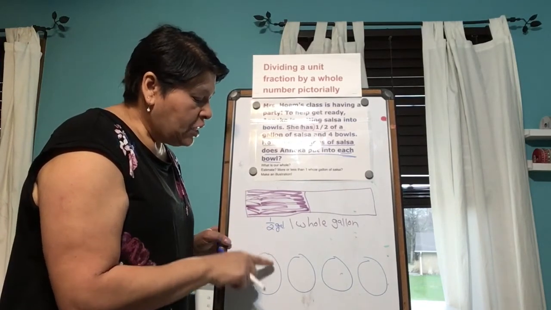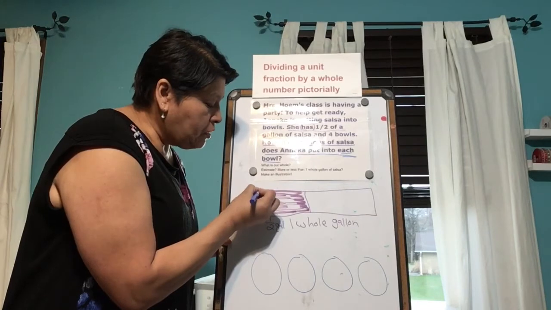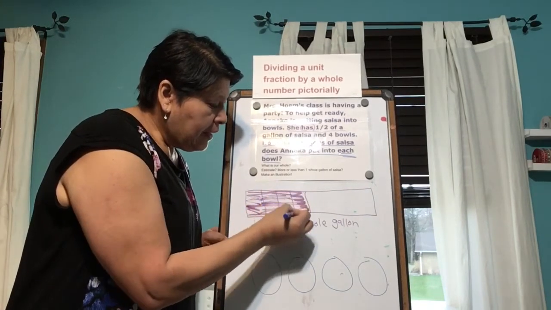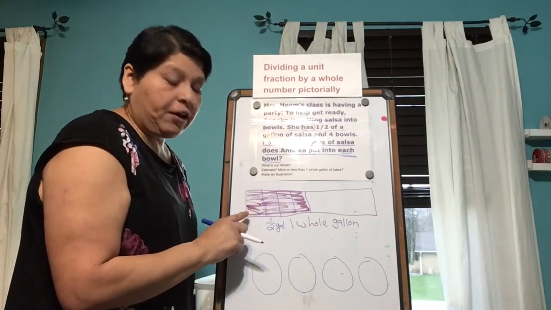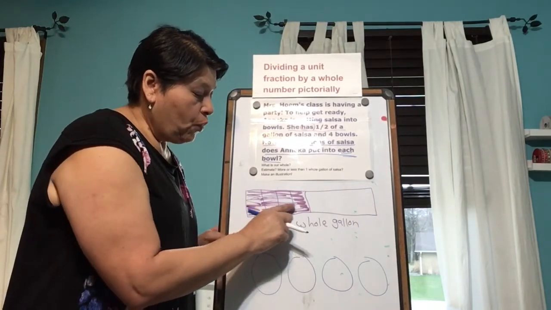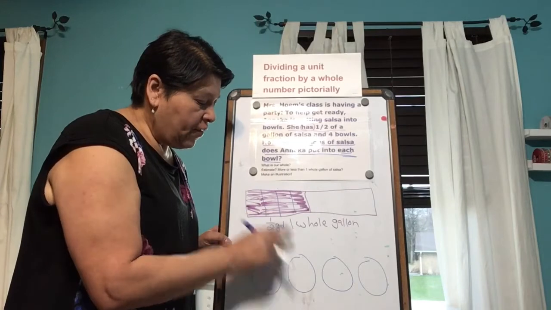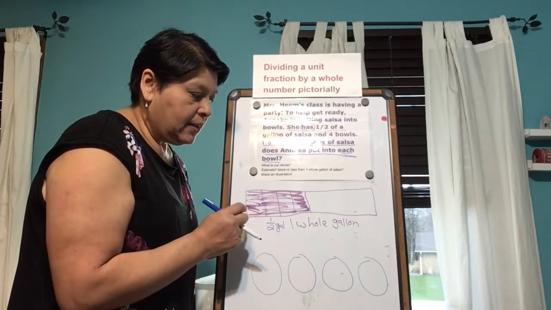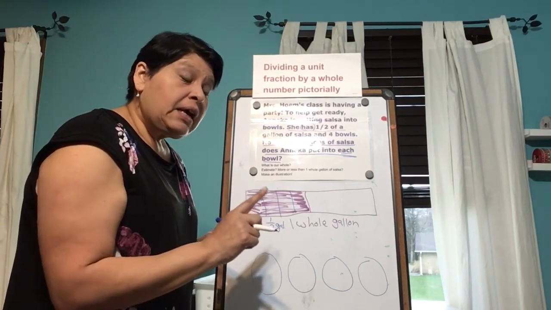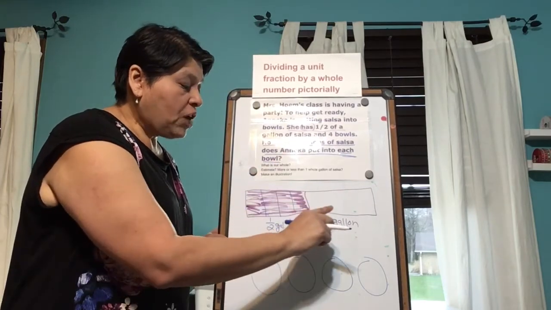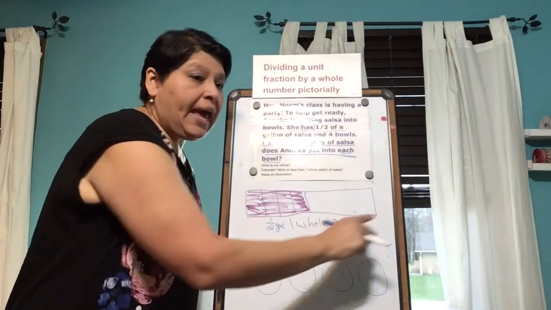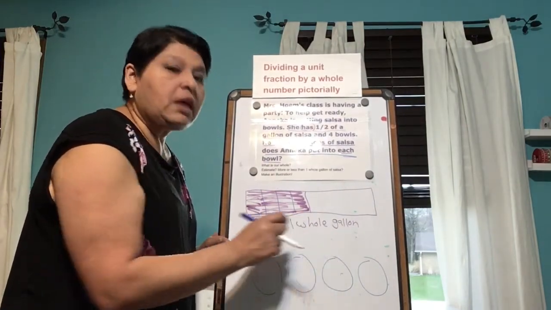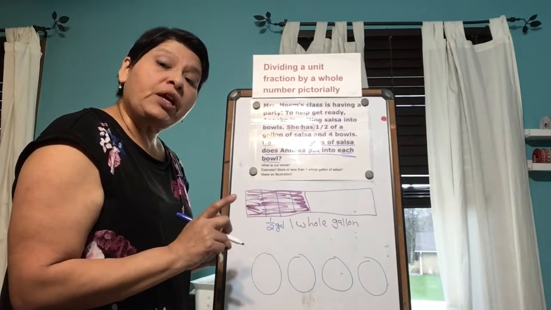We need to partition it into fourths because it has 4 bowls. And that is what we have here. 1, 2, 3, 4. This is how much of each of these bowls are going to get. But they want to know how much out of the whole gallon is going to be in each of these bowls. Let me repeat that question.